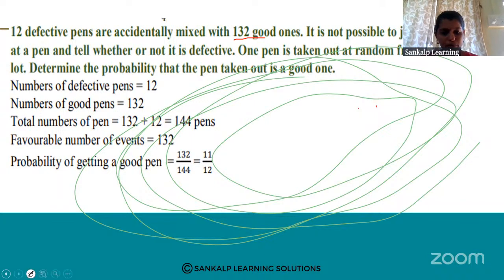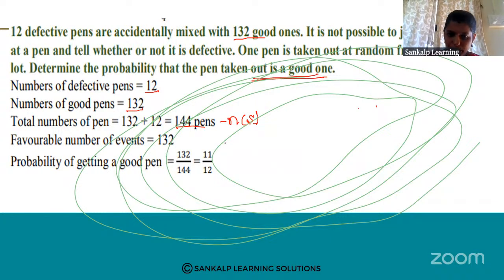So total number of pens is 132 plus 12, that is 144 pens. This is n of s, total number of events. The favorable event is taking a good one. How many good pens are there here? 132, right? So 132 is n of a. This is the number of favorable outcomes.